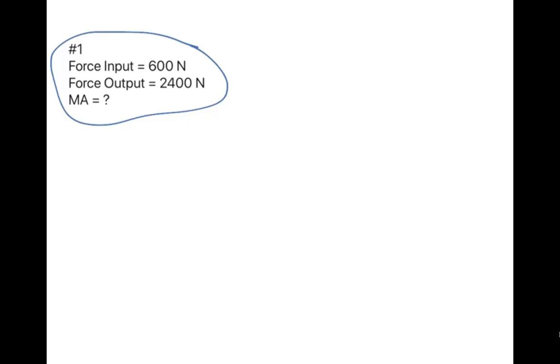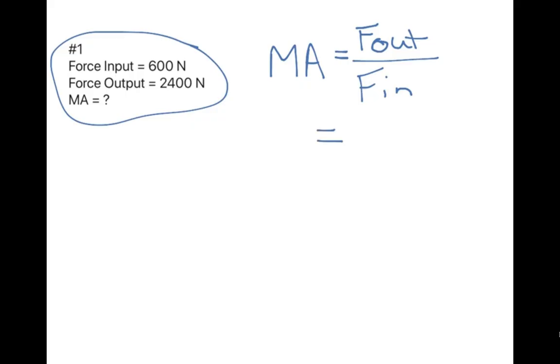So then again, first thing I'm going to do, mechanical advantage. Write my formula. My formula, mechanical advantage equals force output over force input. How much am I getting out of what I'm putting in? Also, always write your formula. Force output, put that in, 2,400 newtons divided by my input of 600 newtons.